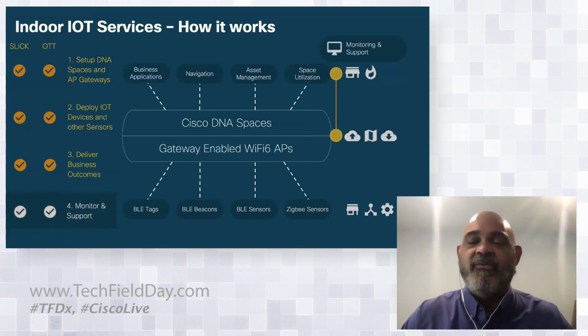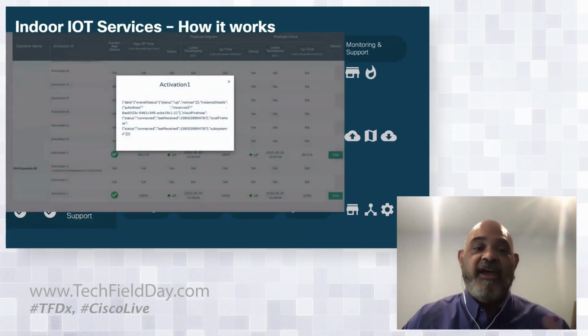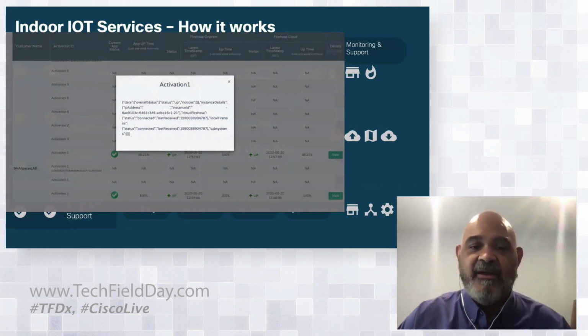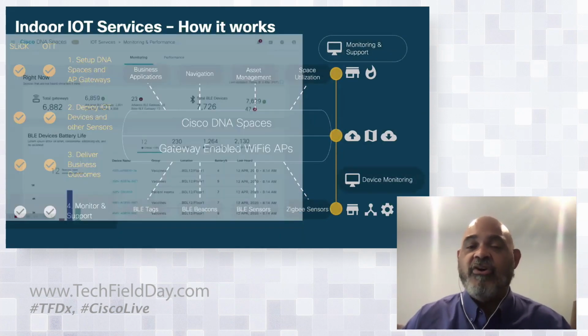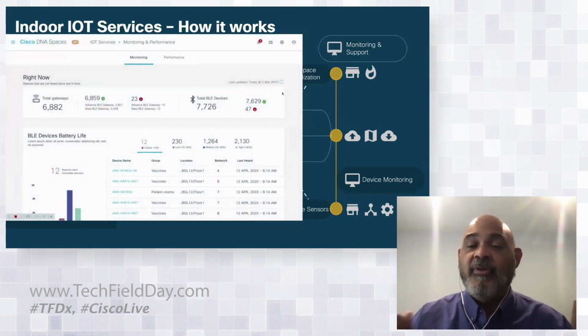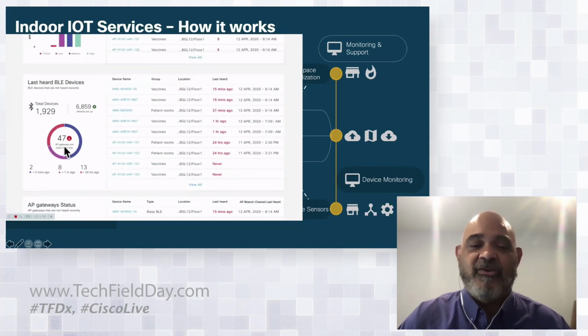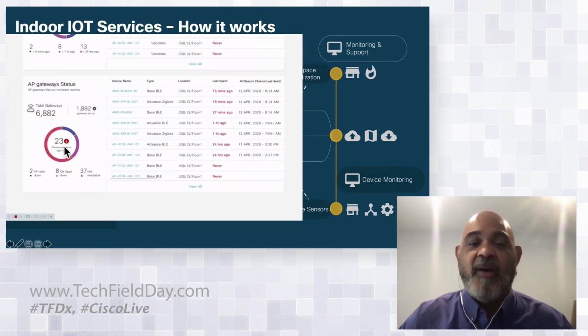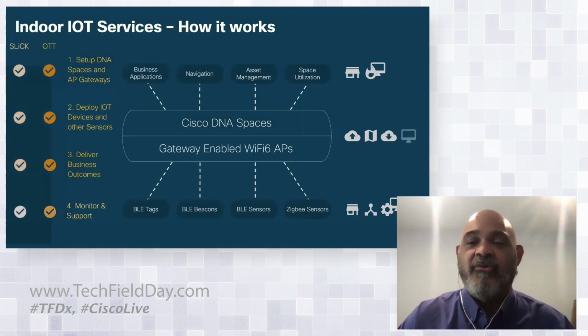And then finally, because we have this connection to individual application providers, we can provide monitoring and support. And what that monitoring and support looks like is we understand which devices are activated and which devices are returning responses. So when we look at our dashboard, we can say these BLE devices had been last heard at this particular time. We can say, are these devices behaving the way they're supposed to?